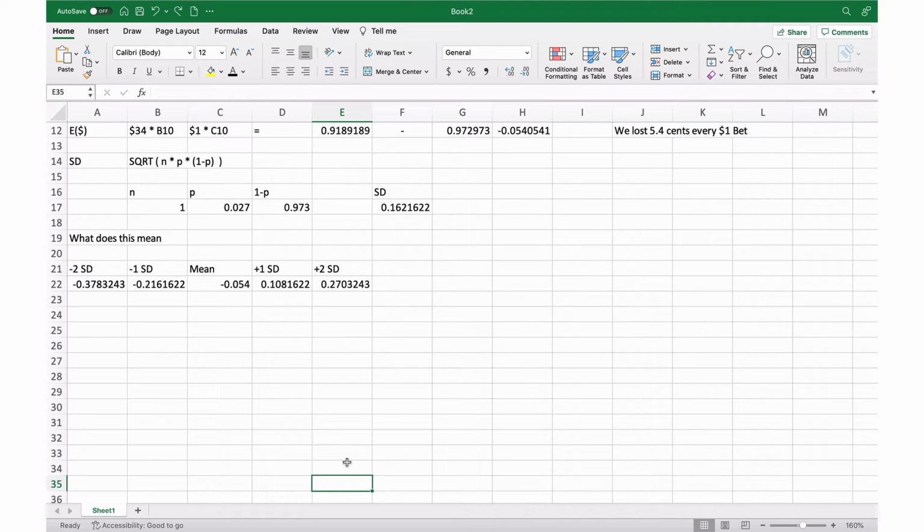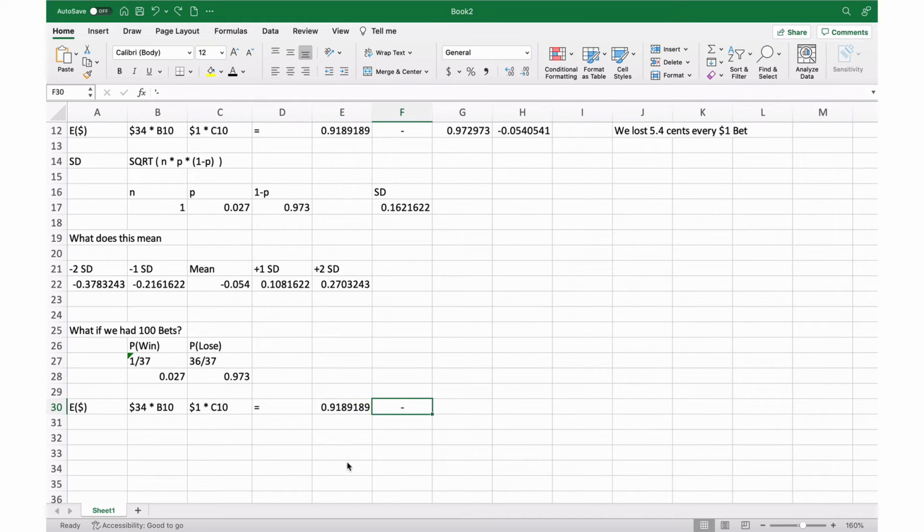What if we had 100 bets? If we have 100 bets, we're going to do the same thing that we did before. We're going to set our probability of winning and probability of losing. We have 1 out of 37 as our probability of winning, 36 out of 37 our probability of losing. We have 0.027 and 0.973 as the respective probabilities. What we'll do is compute the same expected value, and it's the same number that we had before, of negative 0.054. In other words, we lose 5.4 cents on every dollar bet. The only difference is we're going to multiply that by 100, because if we would expect to lose 5.4 cents on every dollar bet, we'd expect to lose $5.40 on 100 bets. So all we're doing is multiplying the expected value by the number of trials, or in this case, roulette spins.